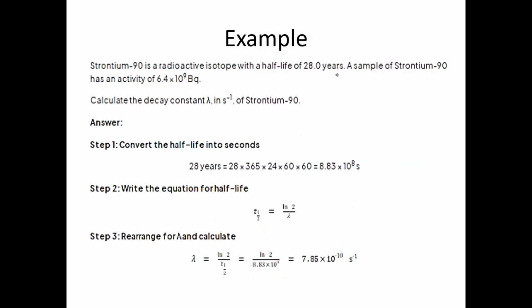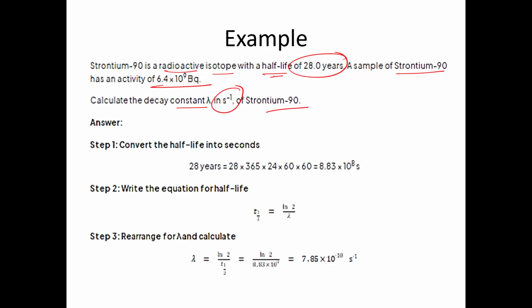The question says that there is strontium 90, a radioactive isotope with its half-life of how many years? 28 years. And there is a sample of strontium which has an activity of 64 into 10 power 9 becquerels. The question says calculate the decay constant in per second of strontium. So what is given to you? It is a very simple example. What is provided to you?